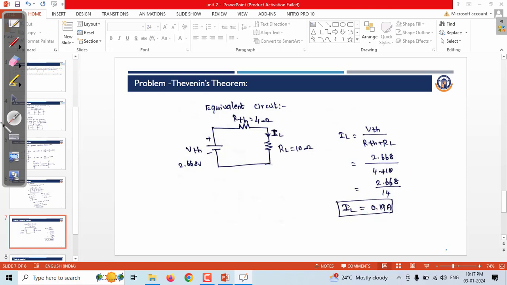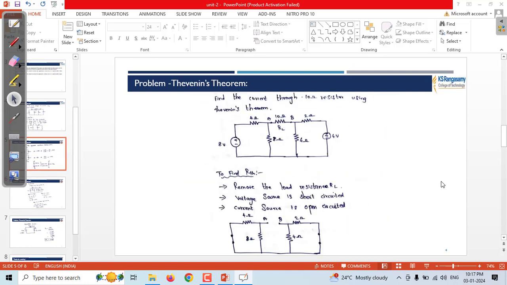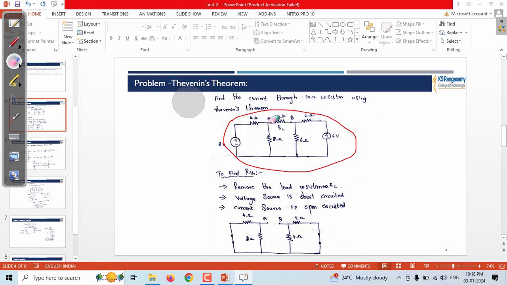So this is the method for calculating the current using Thevenin theorem. In Thevenin theorem, you have to calculate RTH and VTH, convert the circuit into a Thevenin equivalent circuit, and from that Thevenin equivalent we can find the current flowing through the given resistance value.